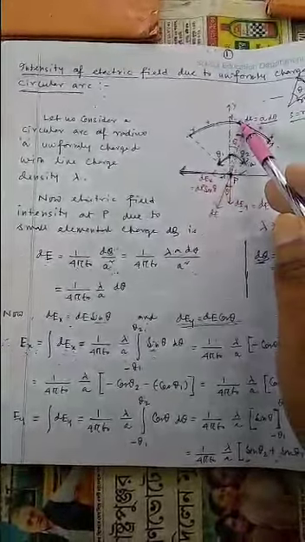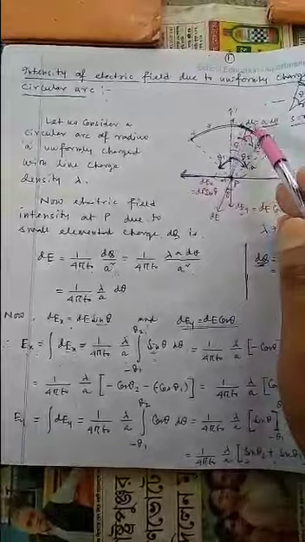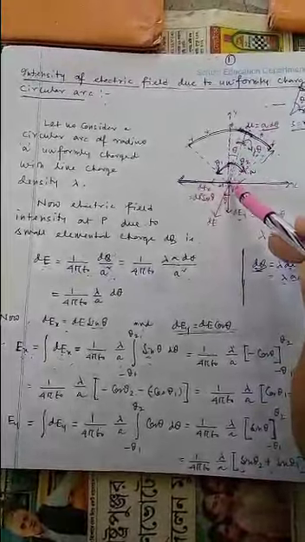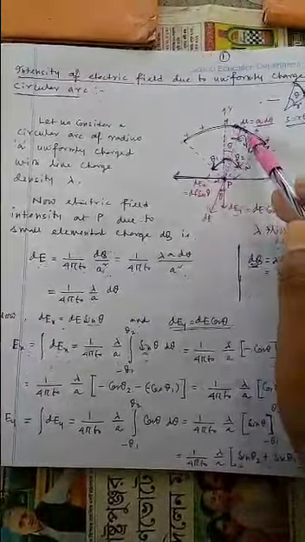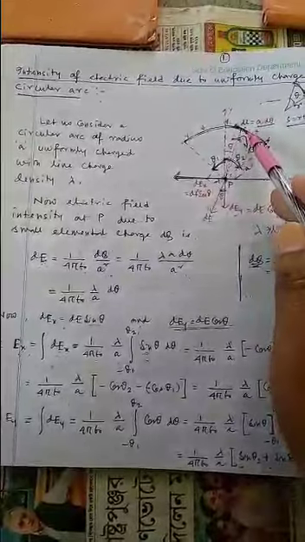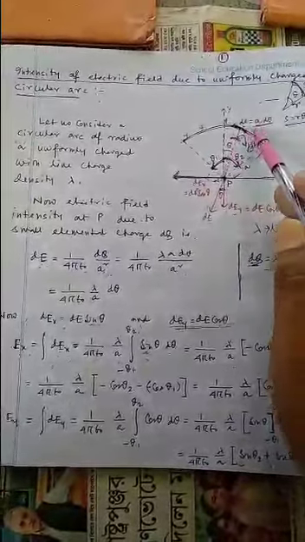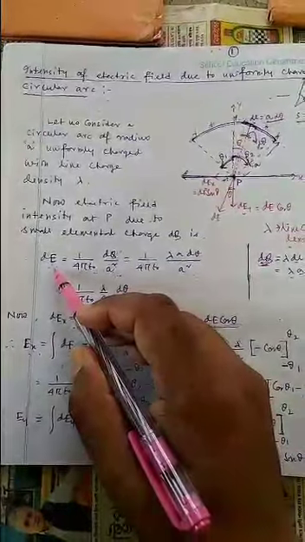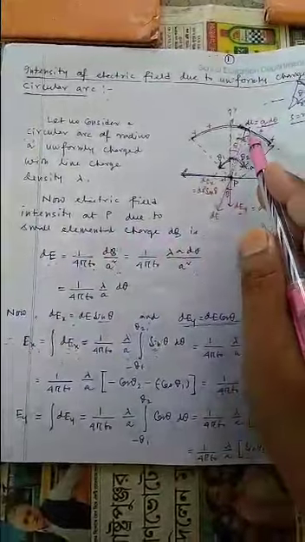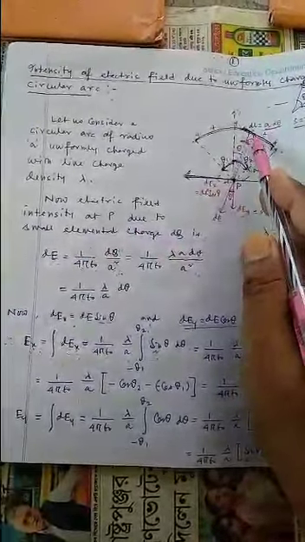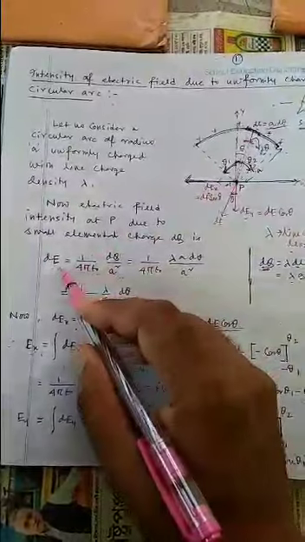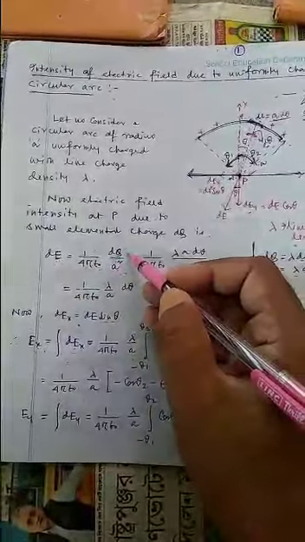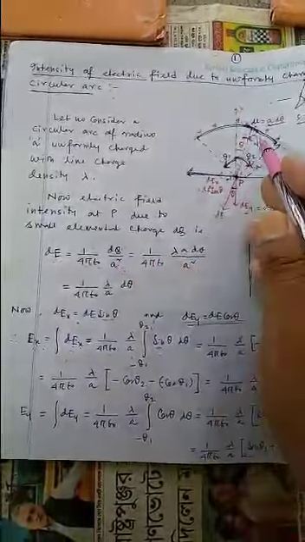Now here I consider a small elemental length dl, which can also be written as A d theta. A is the radius and the terminals of the elemental length make an angle d theta. So dl is equal to A d theta. Now the intensity of electric field due to the charge in the elemental length at P is given by dE equal to 1 by 4 pi epsilon naught dq by s square, distance square.